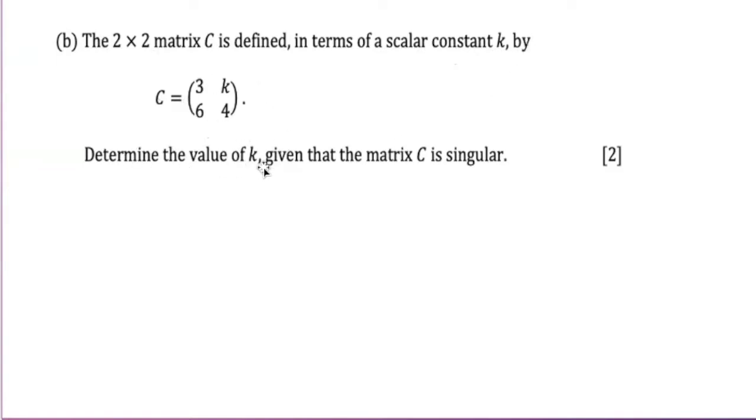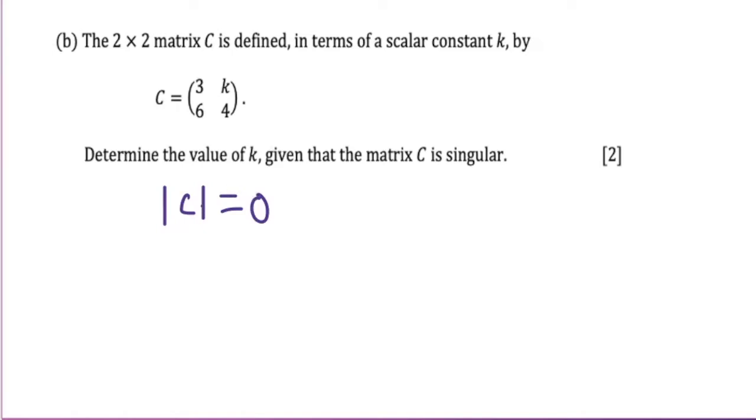Determine the value of k given the matrix C is singular. When we say a matrix is singular, it means that the determinant is equal to 0. So that means the determinant of C is equal to 0. So we need to find the determinant and equate this to be equal to 0.